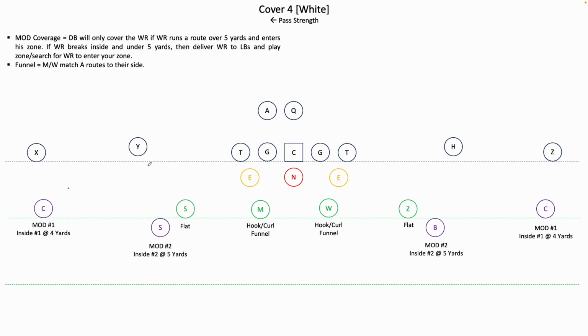Okay, so let me give you a few examples. Let's say that this Y runs the drag route. This is going to be the same assignments that we see in POMs. We expect the safety to reroute, cover to the edge of his zone, and then pass to the mic and get out to the flat. The mic is going to come up and reroute, cover to the edge of his zone, and then get out to the hook to curl. The will is going to do the same. We're going to get a reroute. He's going to cover him to the edge of his zone and then get to his hook to curl.